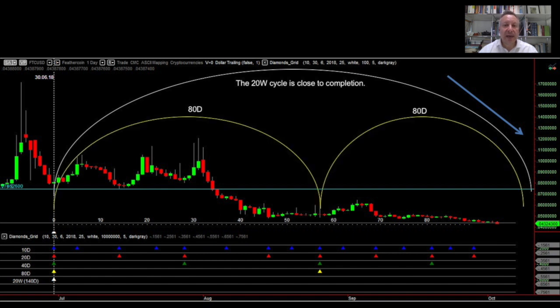If we take a look at the two 80-day cycles, the first 80-day cycle is complete, and the current 80-day cycle phase is also close to completion. In other words, it too is approaching its trough. The trough of both the 80-day cycle as well as the 20-week cycle phase will coincide.